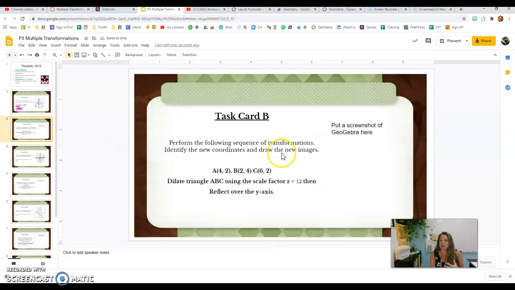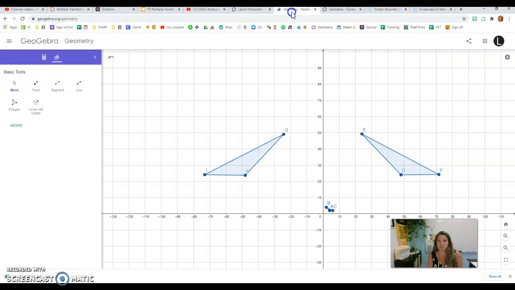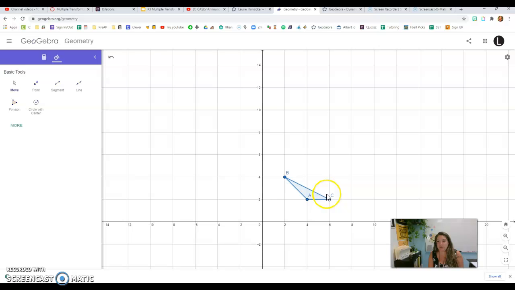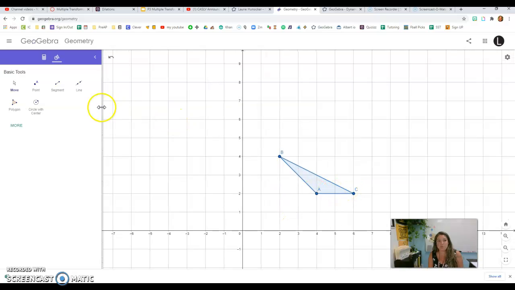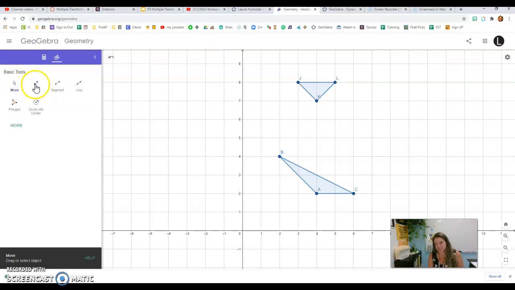If we go look at task card B, what you're going to do for task card B is you're going to have to go to GeoGebra and you're going to have to take some screenshots, okay? So for GeoGebra, you're going to plot the triangle 4, 2, 2, 4, and then 6, 2. So if I go into GeoGebra and I plot those points, there they are. Okay, remember when you plot points, you have to put a point, put a point, put a point. Then you do the polygon tool, and so you click, click, click, and then close it. Okay, don't forget to go back to move and then do the points again.